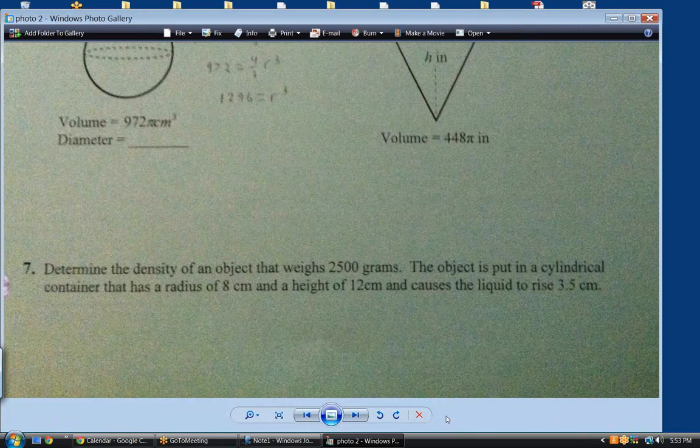All right, let's see. Determine the density of an object that weighs 2,500 grams. The object is put in a cylinder container that has a radius of 8 centimeters and a height of 12 and causes the liquid to rise 3.5 centimeters.